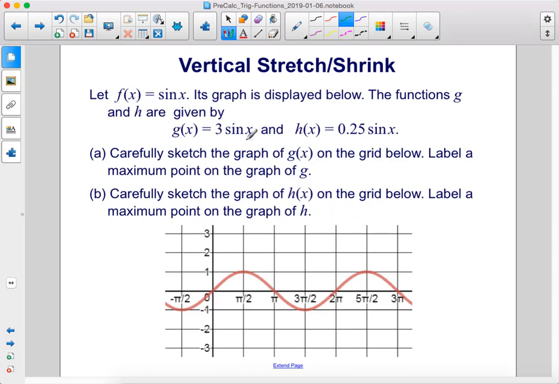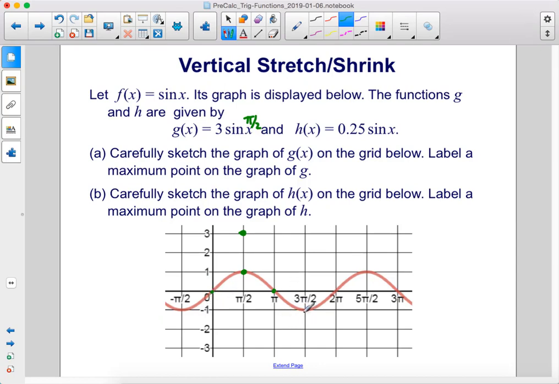Alright, so here, let's just pick a random point. So this point right here at pi over 2, the sine of pi over 2 is 1. But now for g of x, we're going to multiply that 1 times 3. So this point moves up to there. The zeros stay where they are, because if sine of 0 is 0, 3 times 0 is still 0.